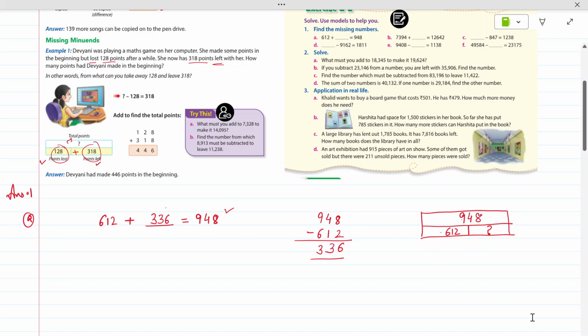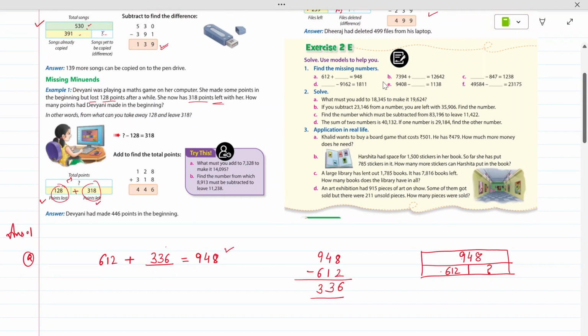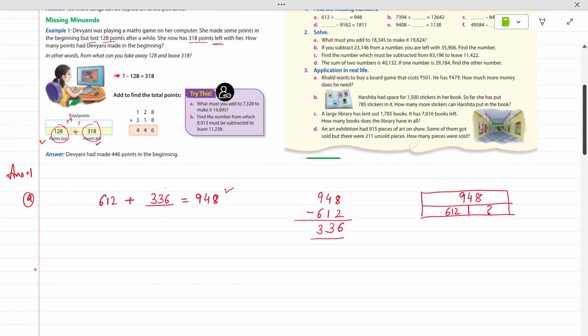Now the second question, the B part, is similar to A. Here we are adding something to 7394 to get the total sum 12642. So I'm drawing this figure here. For the B part, kids, I'm just drawing the models, and the subtraction part we can do ourselves. So this is the model. For the B part, the total sum is given to us as 12642.